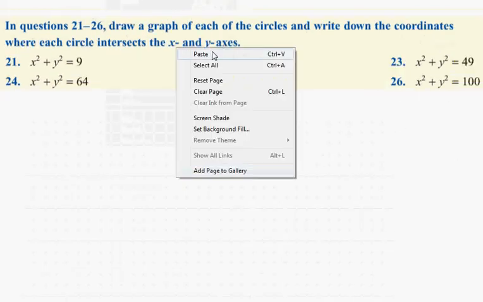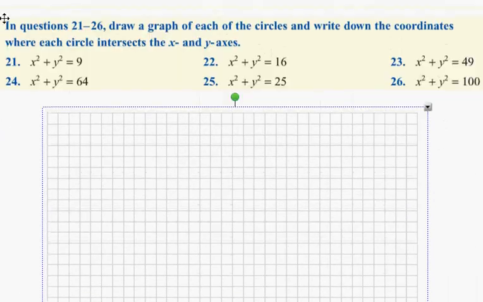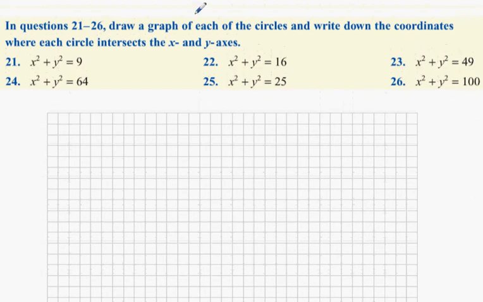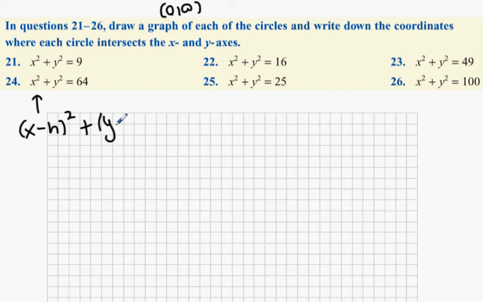Now, what we have here, guys, is you're meant to draw these, okay? So look, you can do this really easy. All of these are of center 0, 0. How do I know that? There's nothing inside the brackets. Do you understand? If h was the number 1, you'd have x minus 1 squared. And if k was the number 2, you'd have y minus 2 squared. There's nothing inside the brackets, so all of these circles are of center 0, 0.